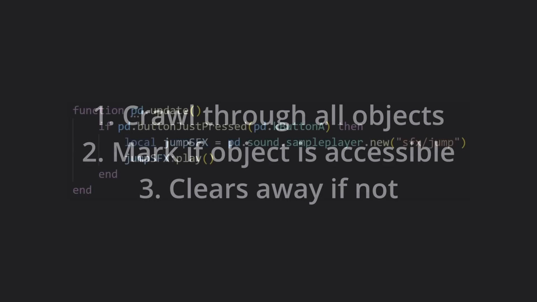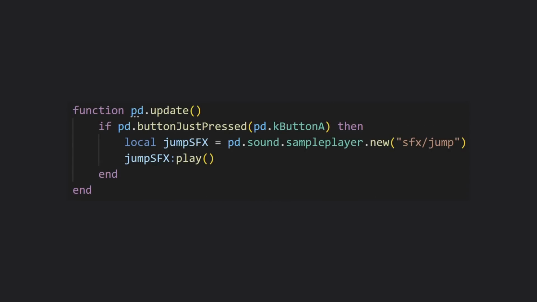Here's a simple example. Let's say when we press the A button, we load a sound effect and store it into this variable and then play it. However, this variable is local, so it will go out of scope at the end of our conditional block. There's no longer anything that's pointing to the sound effect data that we've loaded. Therefore, it's marked as garbage and eventually cleared.